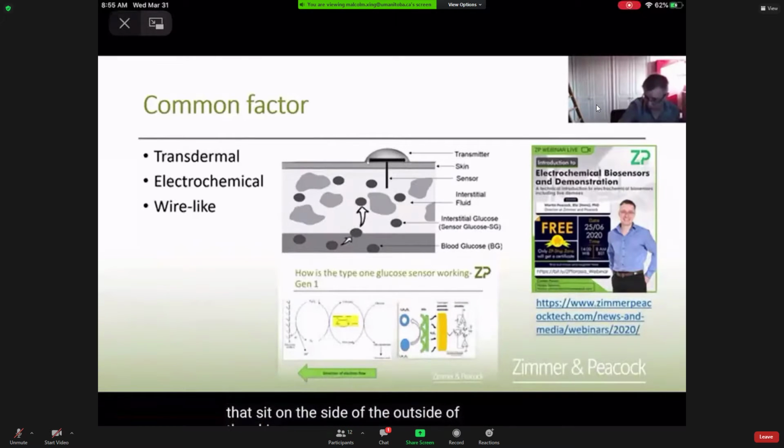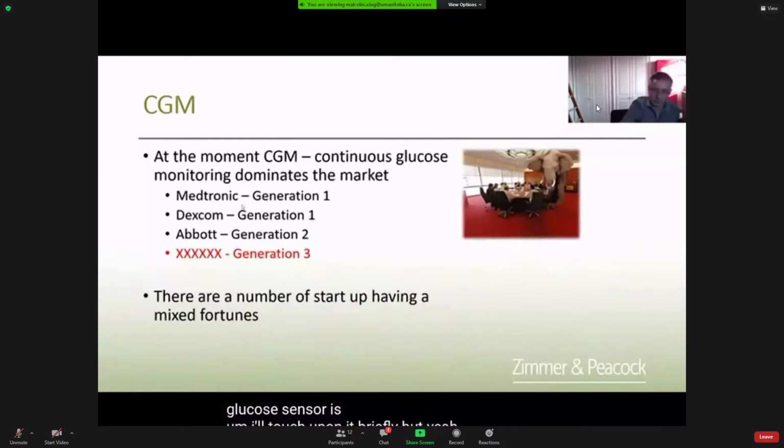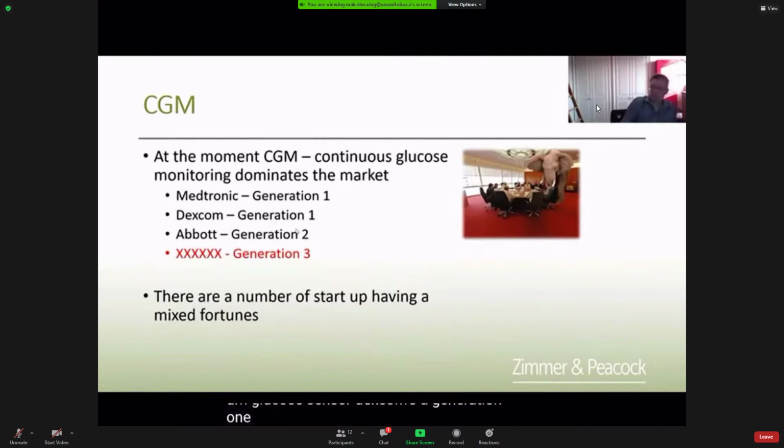The electronics sit outside of the skin. Then the sensor itself is punched through the skin. They're measuring the glucose in the interstitial fluid. Now, Medtronic is what they call a generation 1 glucose sensor. If you're not sure what a generation 1 glucose sensor is, I'll touch upon it briefly. Dexcom's a generation 1 as well.